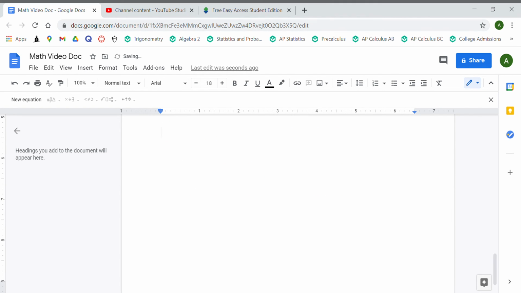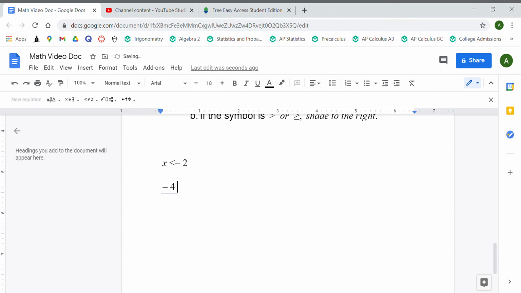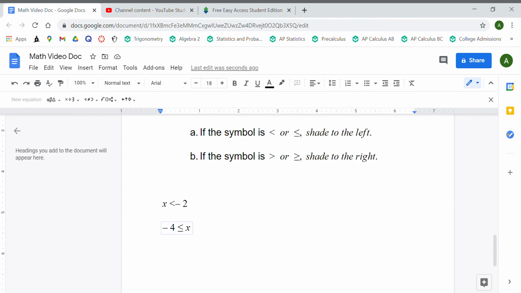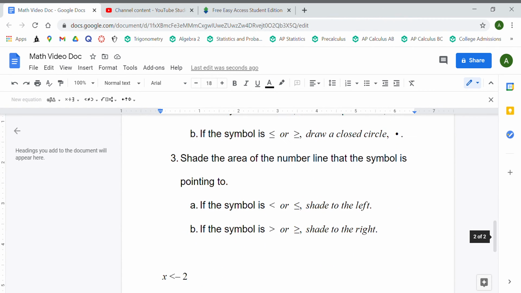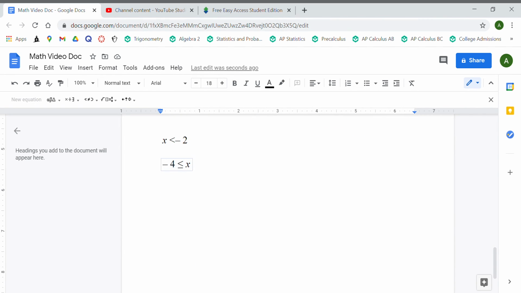Try this one out. How about negative 4 is less than or equal to x? Go on, try it out. Right now, pause the video, and remember the 3 steps: number line, circle, shading.